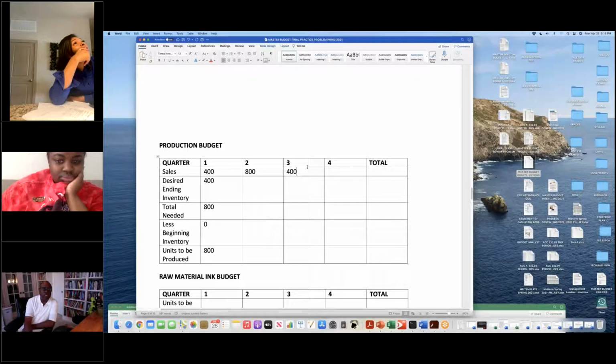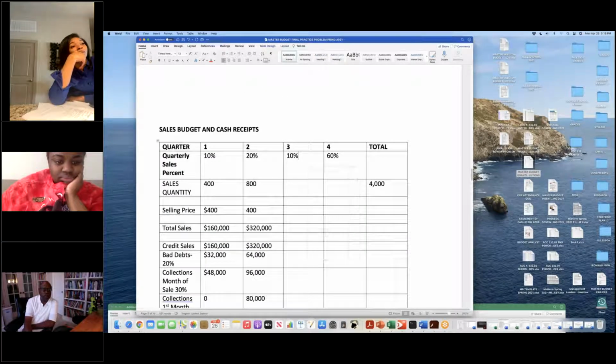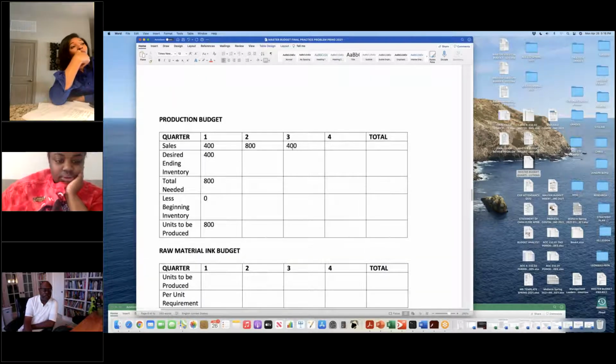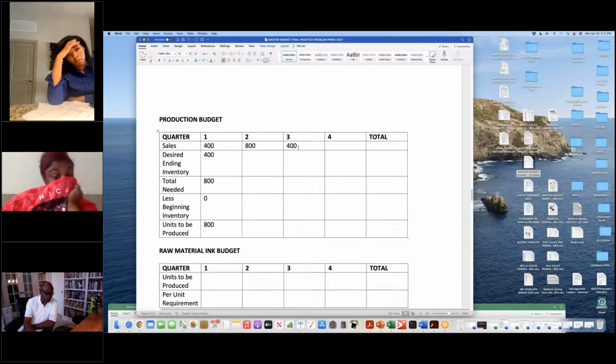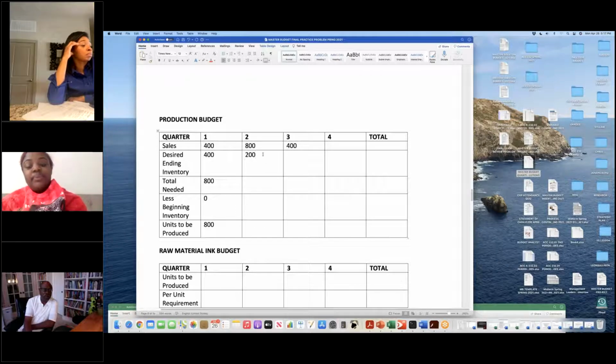So all we're doing is putting in the sales for the third quarter, based on going up here; this number would have been 10% of 4,400. So we know that's the number that would be here on the production budget. I'm saying for the desired ending inventory, it's going to be 50% of this number. 200. We're getting it from the following quarter. Correct. So we total need 1,000.